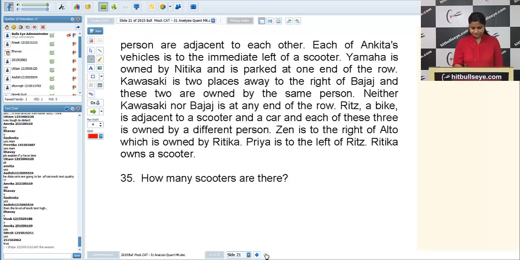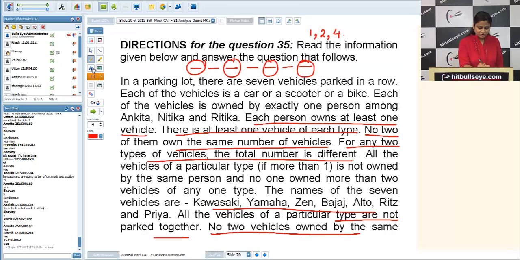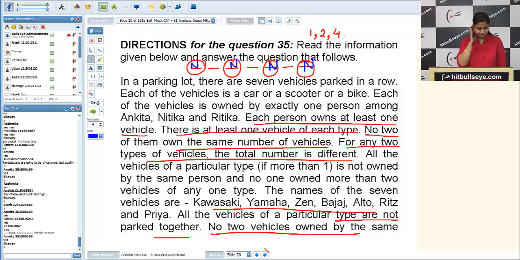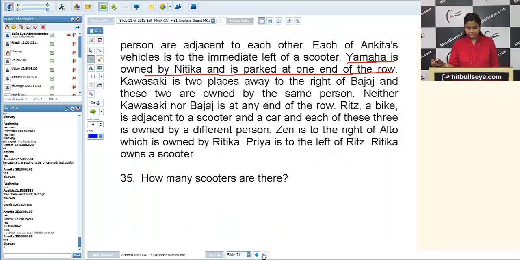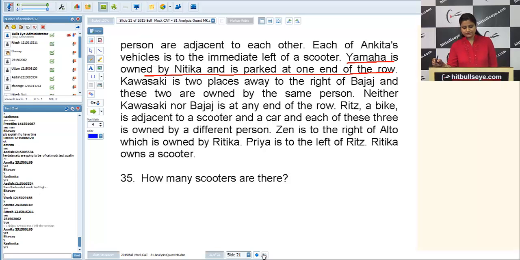Now one more thing. Yamaha is owned by Nitika and is parked at one end of the row. It means all the vehicles belongs to Nitika. Can you say this? Here should be Nitika, Nitika, Nitika and Nitika. Now, Kawasaki is 2 places away to the right of Bajaj, and these 2 are owned by the same person also. Ritz, a bike, that was a good line.